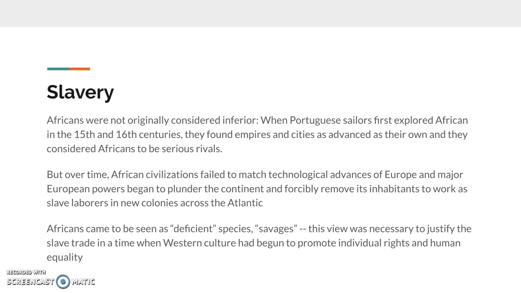And so in the United States, the new colony, and then in the Caribbean as well. Also in South America, there were a lot of slave laborers. The slave trade went all the way across the Atlantic Ocean. And so this is where we get to the logical fallacy, where Africans came to be seen as a deficient species, and they were called savages. This view was necessary to justify the subhuman, inhuman behavior that these Westerners, supposedly civilized people, were doing to another species, as they called them, of people.